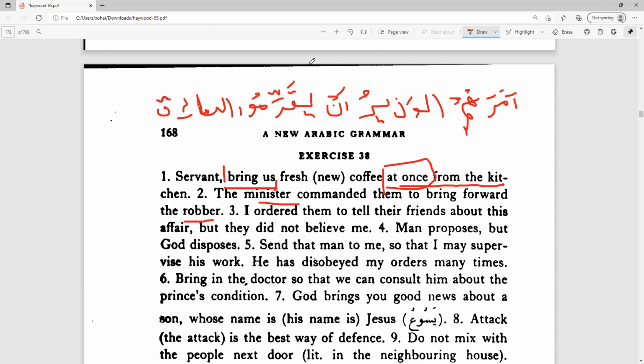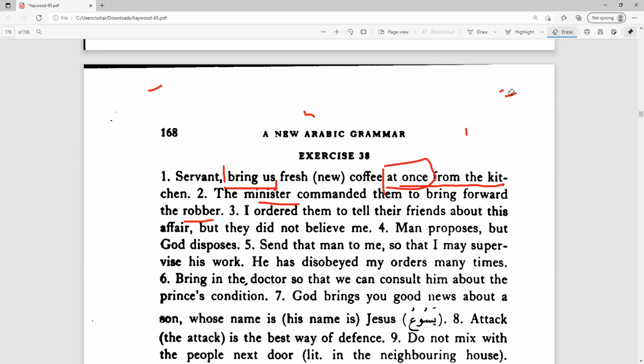Okay. It's the object, so it's al-sariqa, that's good. Number 3. Yes, sir. Shahana, yes. I ordered them to tell their friends about the affair, but they did not believe me.